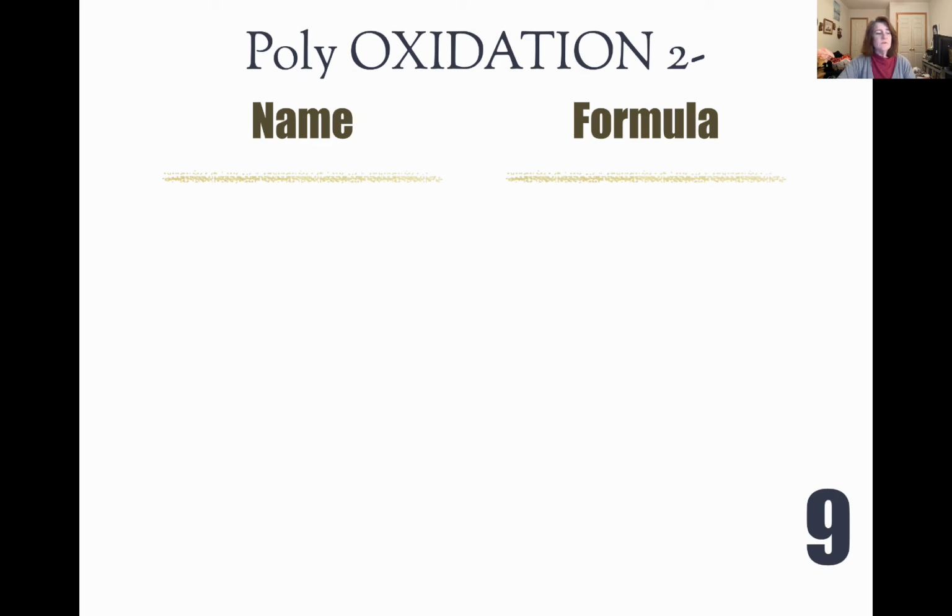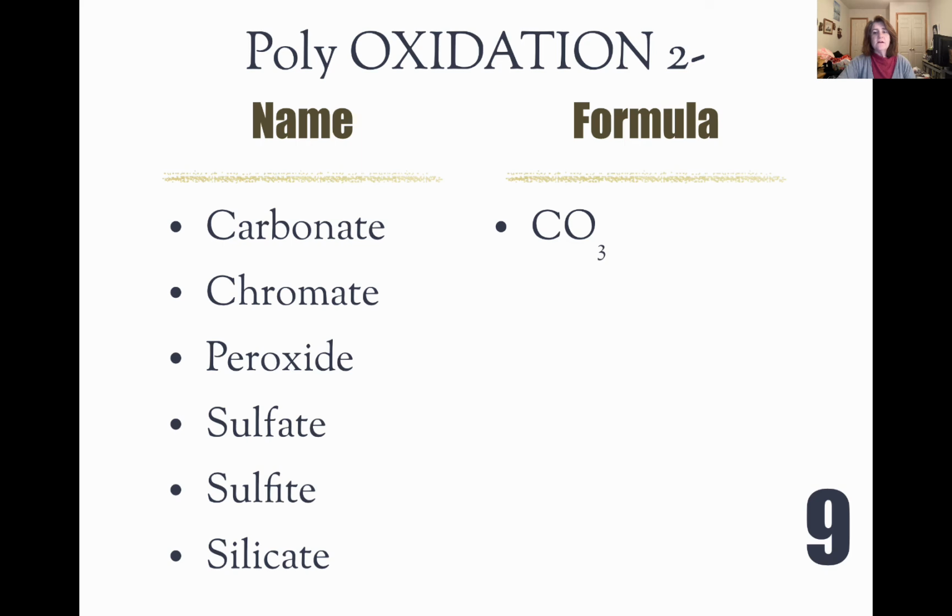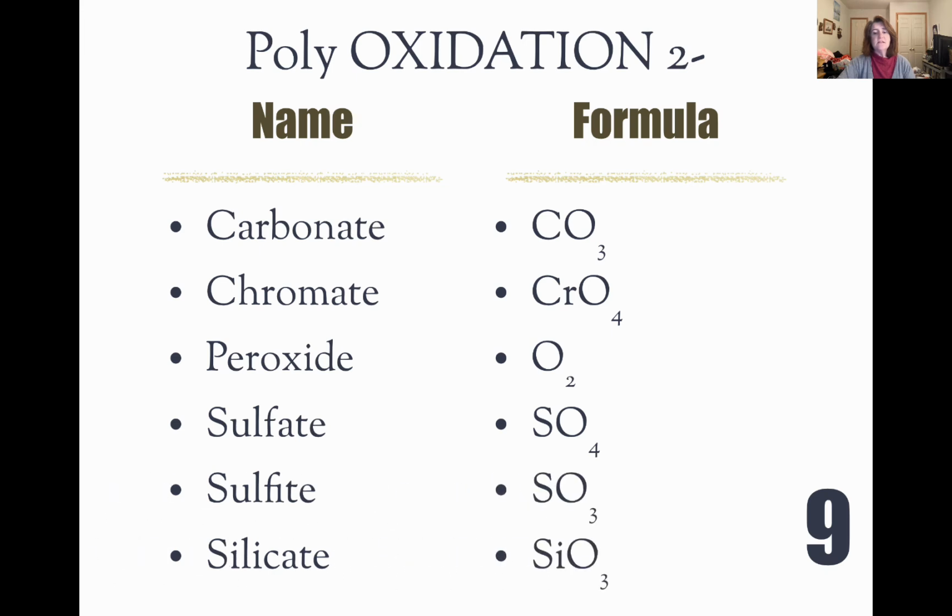In the second box on your polyatomic sheet, you have oxidations of 2 negative. These would be very similar to group 16 on your periodic table. They include carbonate, chromate, peroxide, sulfate, sulfite, and silicate. Carbonate has a formula of CO3. Chromate is CrO4. Peroxide is O2. Sulfate is SO4. Sulfite is SO3, and silicate is SiO3.